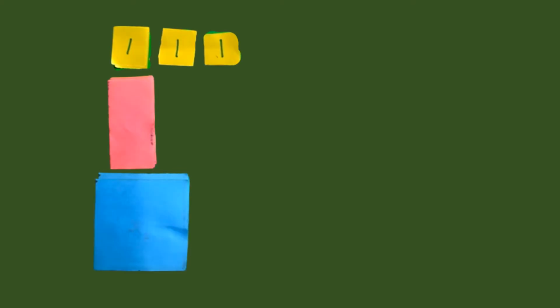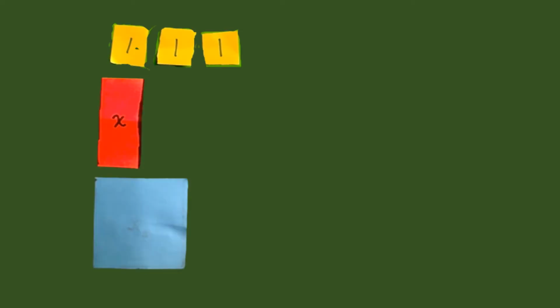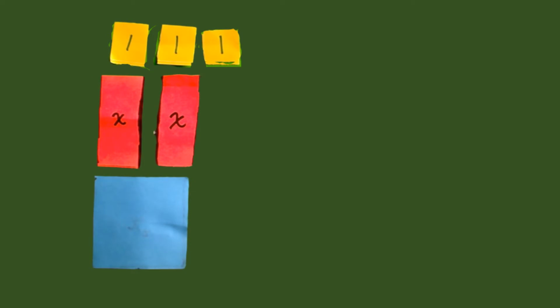Here we have 3. These pink squares are a little different than the yellow squares. The top length is 1, but the side length is unknown. All we know is the side length of each pink square is the same. We're going to call it x. Therefore, the area of each of these pink shapes is 1 times x, or just x. You can group them together.